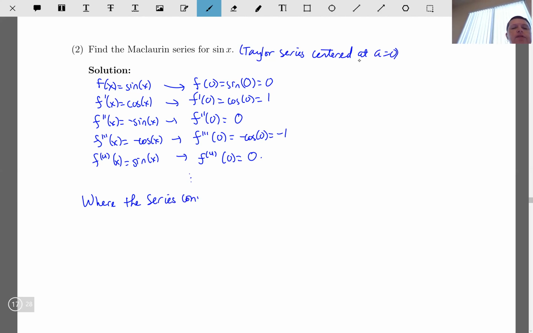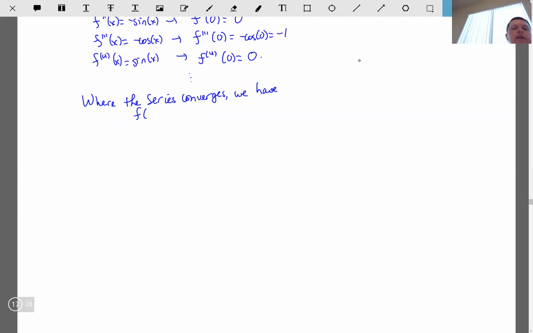So where the series converges, we're going to have f of x is equal to f of 0 plus f prime of 0 times x minus 0 plus f double prime of 0 over 2 factorial times x minus 0 squared.